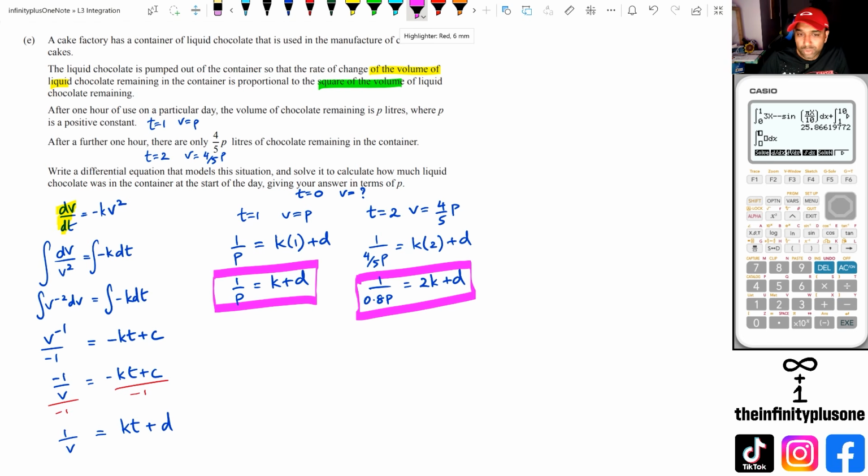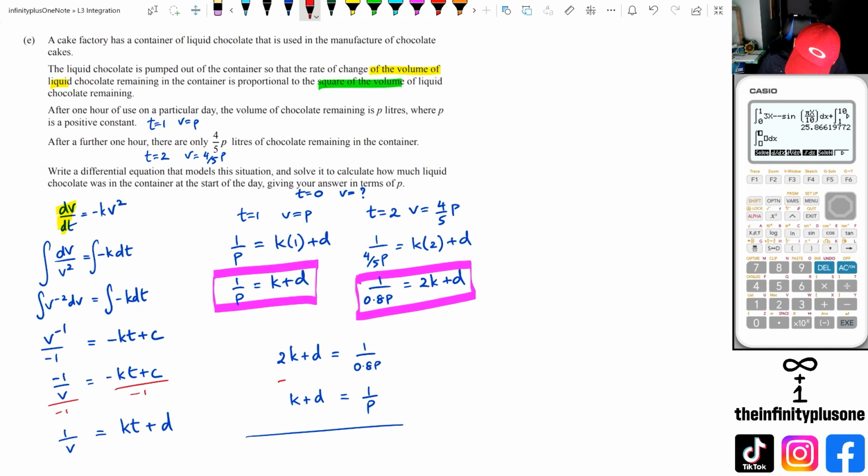We're going to stack them on top of each other to get rid of the d. So my first equation, I'm going to put it as 2k plus d equals 1 over 0.8P, and my second equation, I've got k plus d equals 1 over P. And what I'm going to do is subtract each of those things. So 2k minus k is just k, d minus d is 0, and then here I've got 1 over 0.8P minus 1 over P.